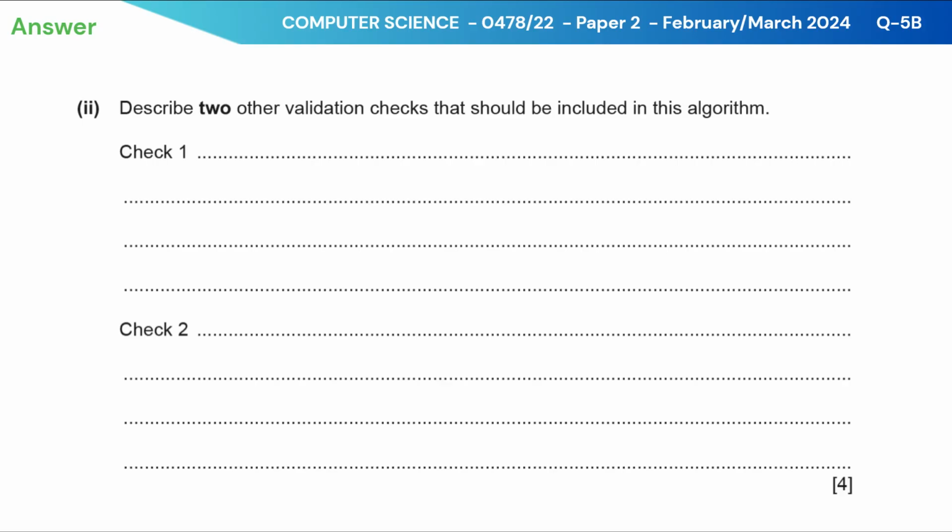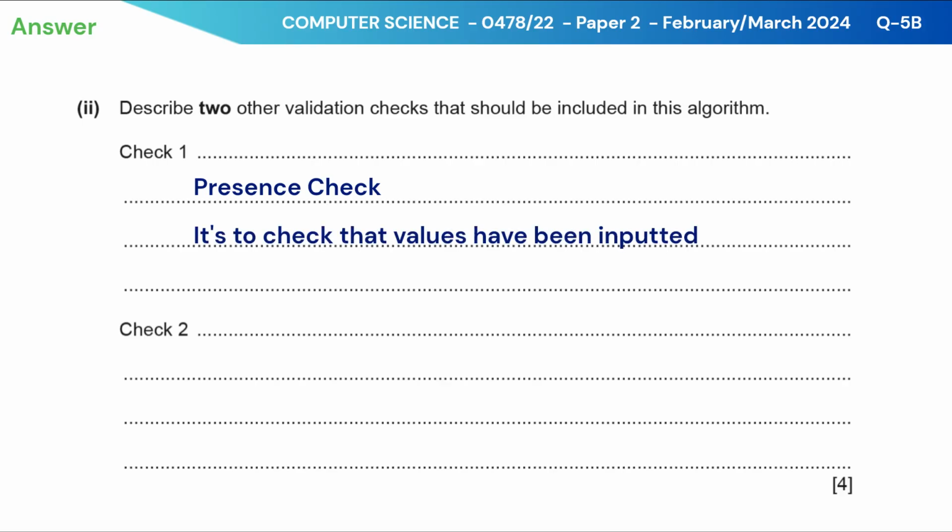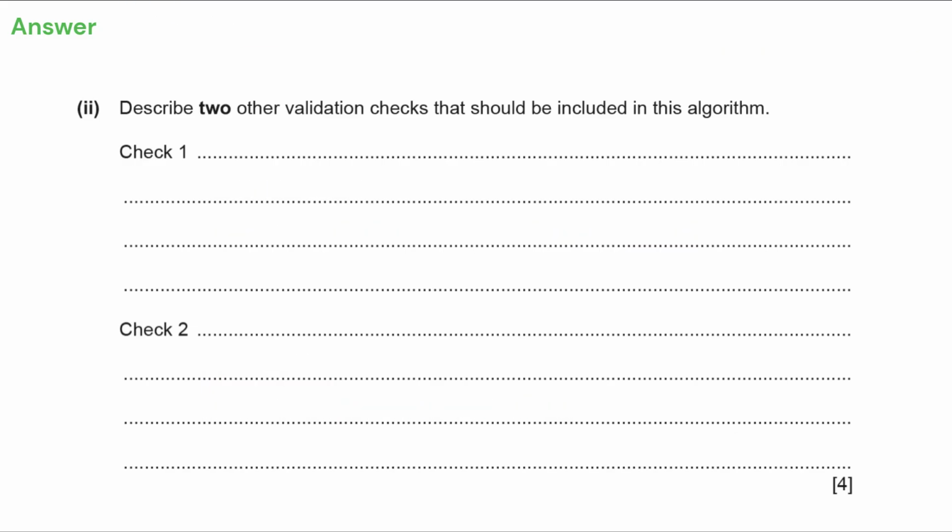Now let's focus on part 2 of the question, where we need to describe 2 other validation checks that should be included in this algorithm. The first check could be the presence check. It will check that values have been inputted and make sure user has not pressed enter key without giving a value. The second possible validation could be the type check, which will check that numeric values are input for cost and selling prices. Great! We have answered both parts of this question.